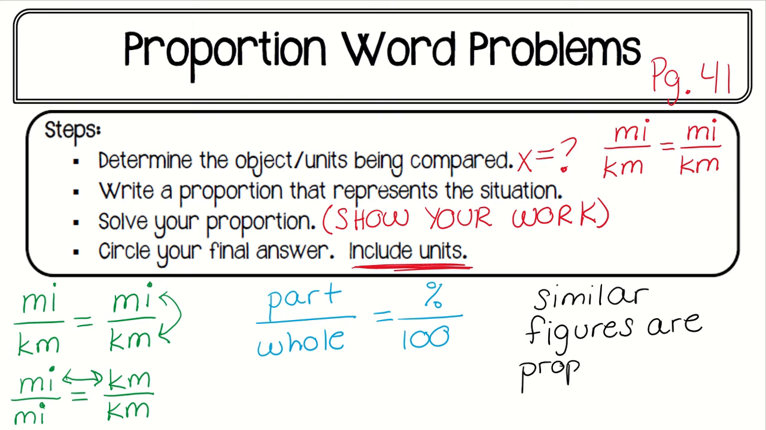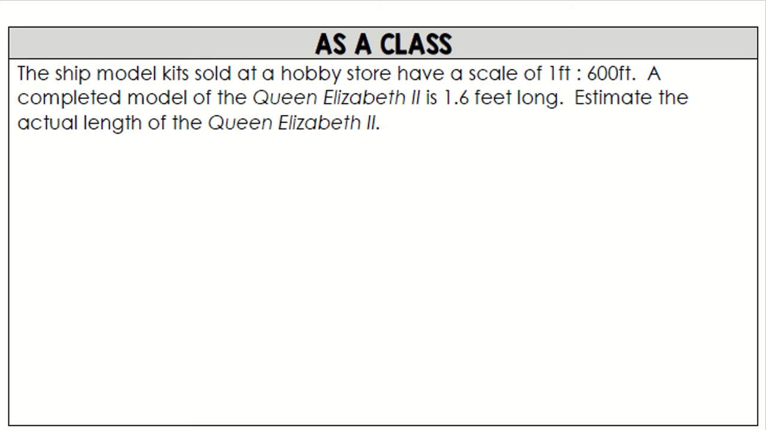And so similar figures are when you have a triangle that's smaller and then a triangle that's bigger, but they're just, maybe the smaller is half the size of the larger. So they're proportional in that you can go from the smaller triangle to the larger one, increasing by the same amount for each side. Okie doke. Let's do this one as a class problem on the bottom of page 41.